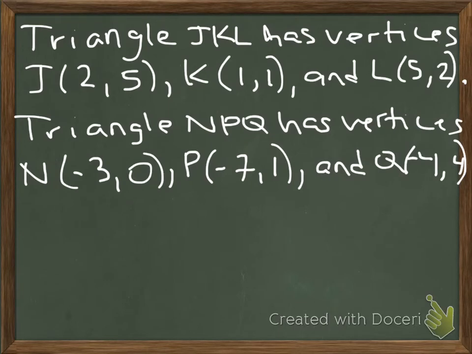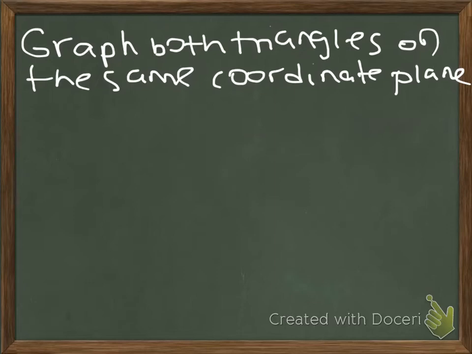The next example, we're given two triangles and we're given the vertices of them. So our first part to this problem is to graph them both. Usually I would say to graph them on a coordinate plane using graph paper, but I'm going to just graph it right here. So we have 2, 5, 1, 1, and 5, 2.